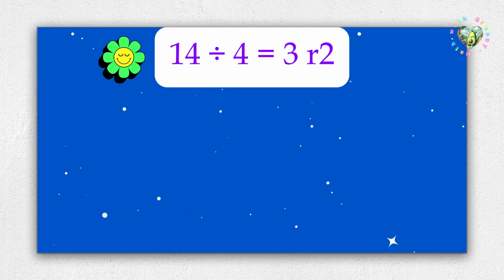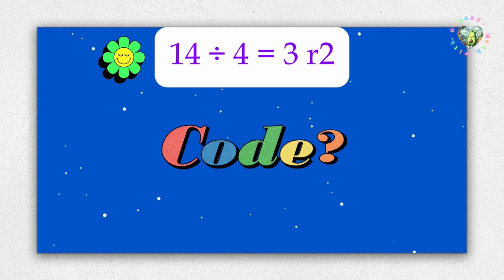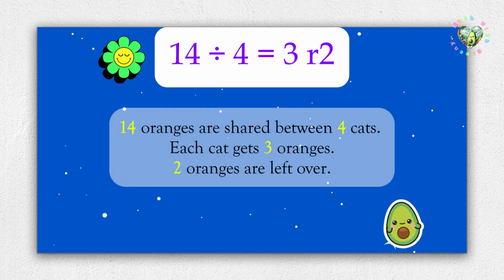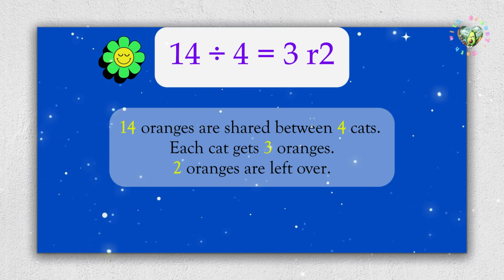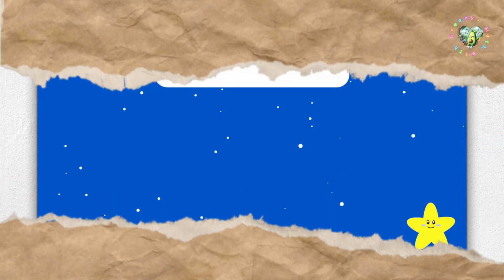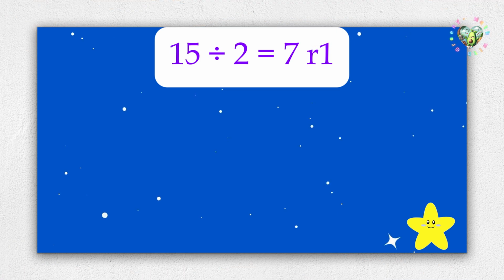How about 14 divided by 4 equals 3 remainder 2? What's the code? 14 oranges are shared between 4 cats. Each cat gets 3 oranges. 2 oranges are left over. You're unstoppable. Next one. 15 divided by 2 equals 7 remainder 1.